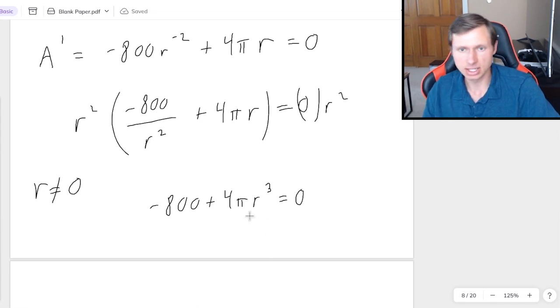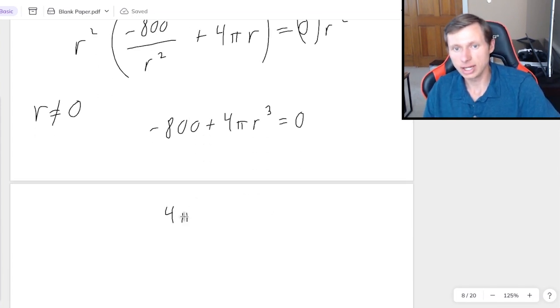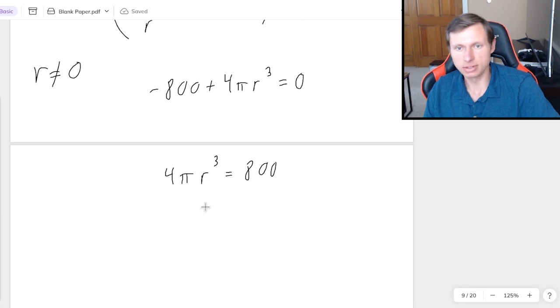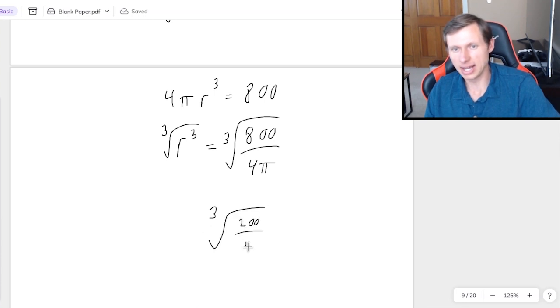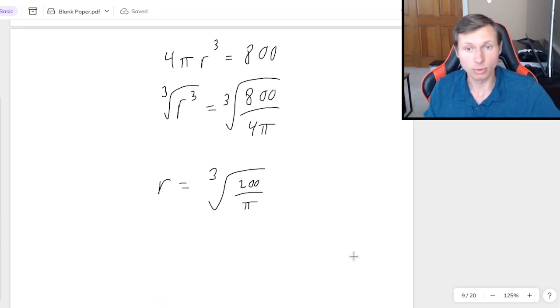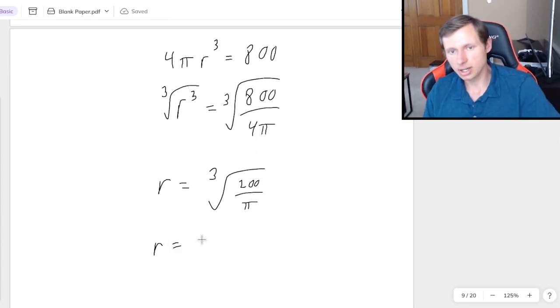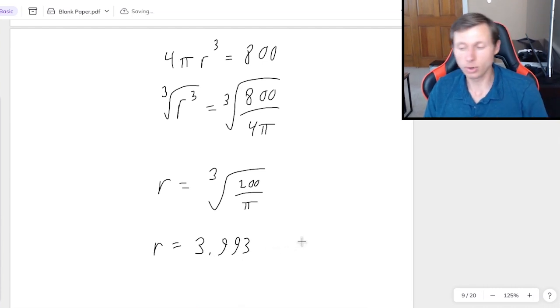And now we're just solving this. So I'll add 800 to both sides, and then we divide by 4 pi, and then we just need to take the cube root of that. Now, if I'm not allowed a calculator, I will leave it like this. Actually, technically it's cube root of 200 over pi, because it reduces, but I'm allowing us to use a calculator right now. Let's see what we get. We'll get a radius of 3.993. Yes, that is very close to 4, but we can't round it to 4 because it's not 4.